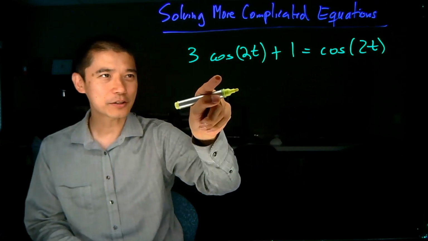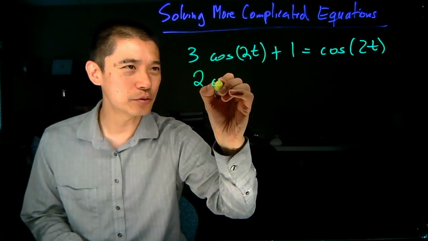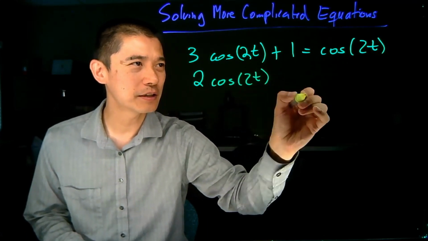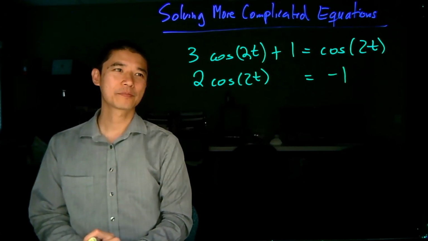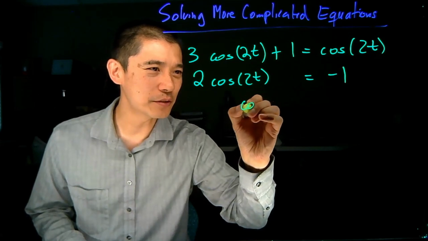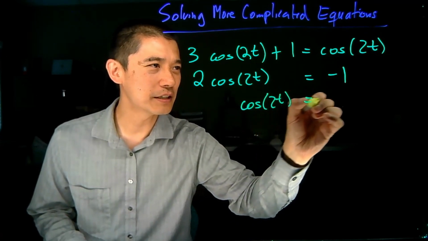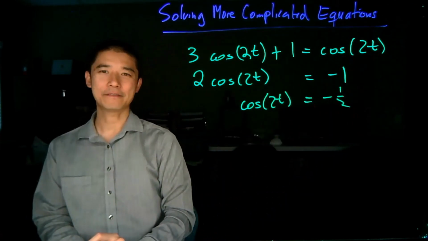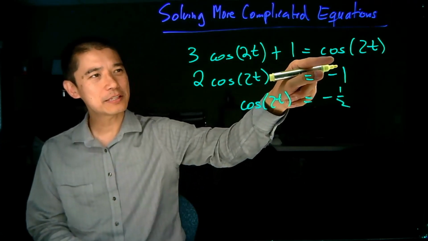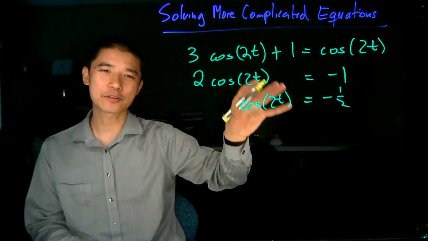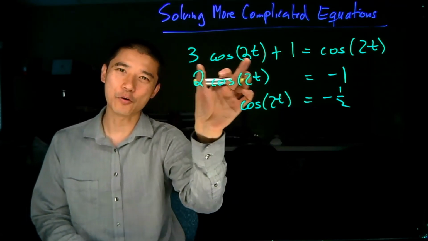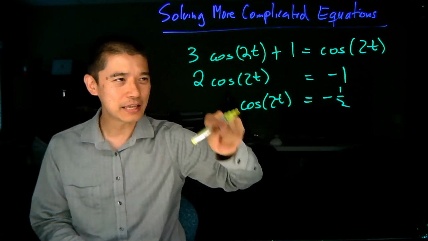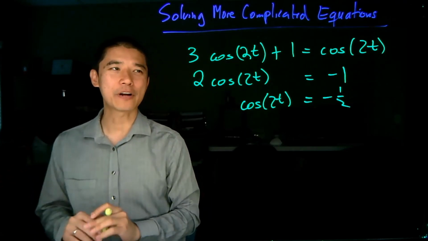We can subtract the cosine, which gives us 2 cosine of 2t. And then we can subtract the 1, equals -1. And then we can divide both sides by 2. Cosine of 2t is equal to -1/2. Right, so you can see that these steps right here are just the same steps we use to solve linear equations, except that instead of solving for x, we're solving for this whole expression, cosine of 2t. And that gets us to here. So that's the first bit of complication.